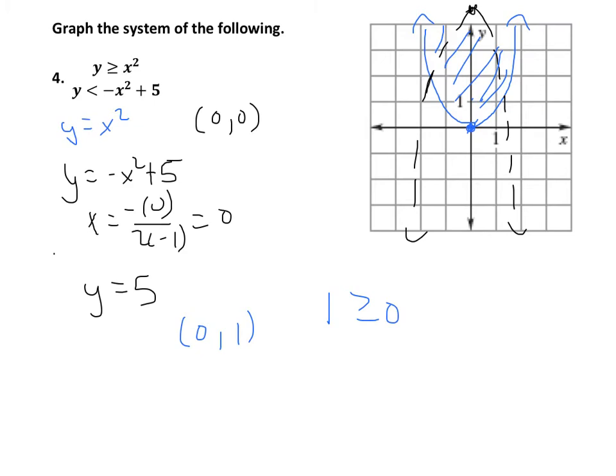You can use that point for the second one as well. So plug it in. 1 less than negative 0 squared plus 5. Is 1 less than 5? Yes. So that means it's true there. So for this one, you'd shade down here. So where are they all true at? That's where you would shade.